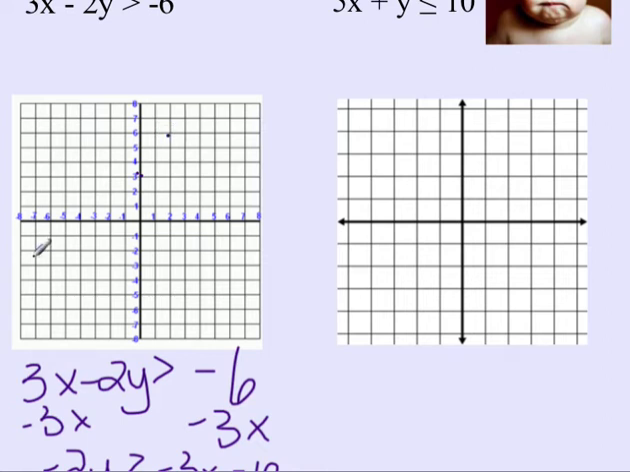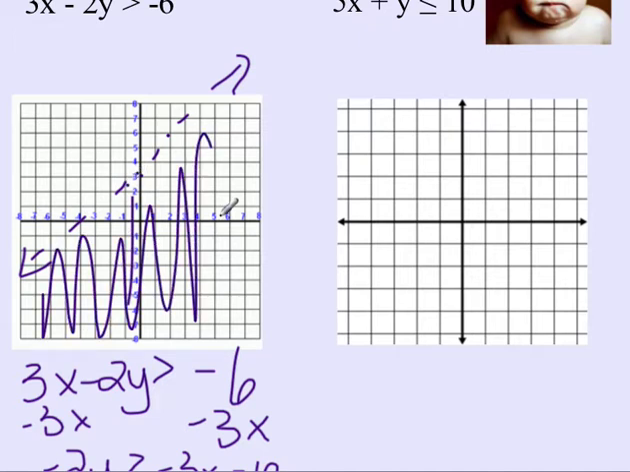So I'm going to go ahead and connect that with a dotted line, like so. And then I remember that I said I needed to shade down. So I pick a spot on my dotted line and I shade down, which is right here.